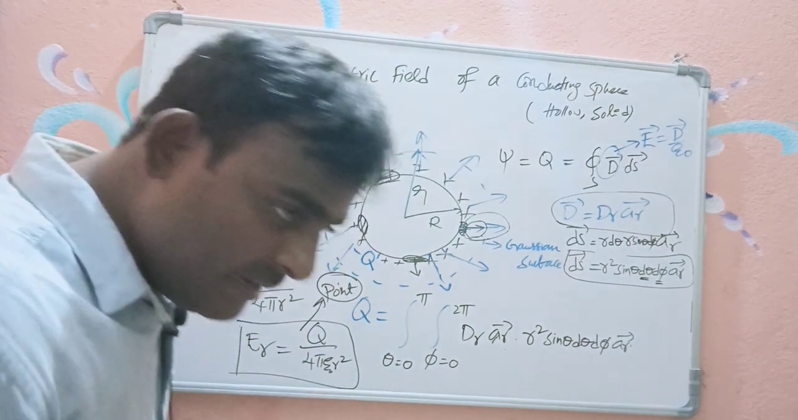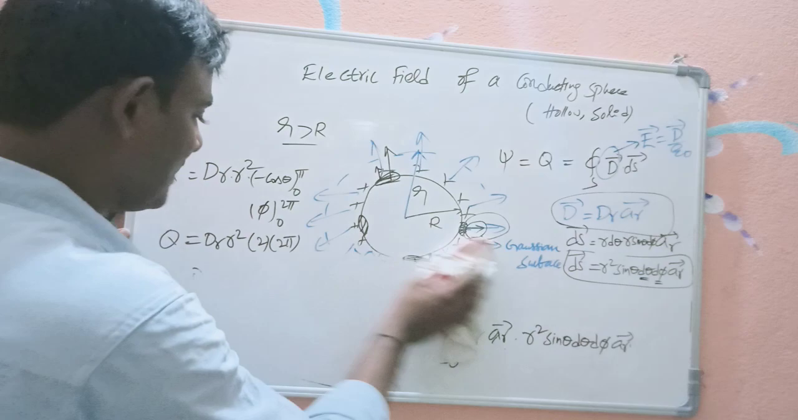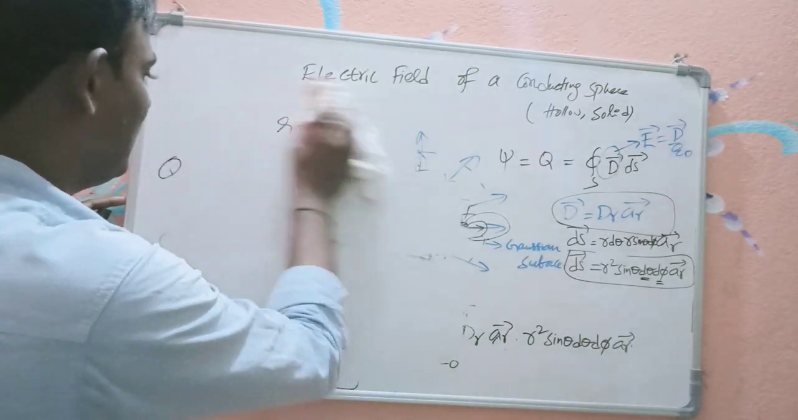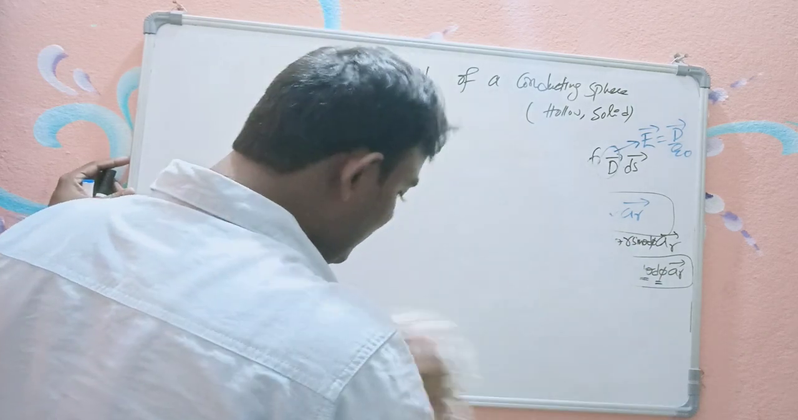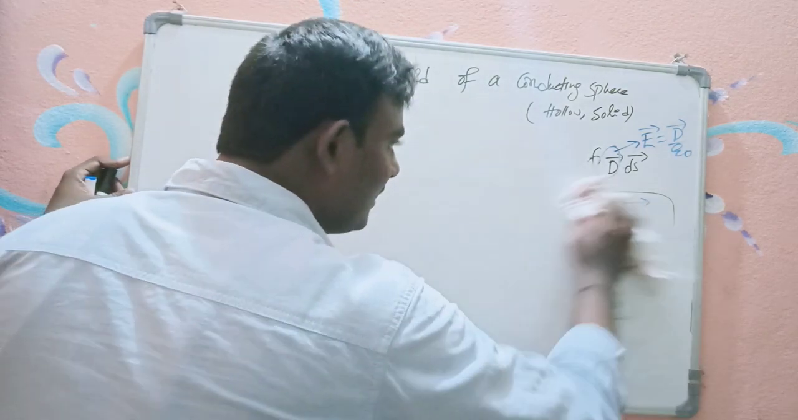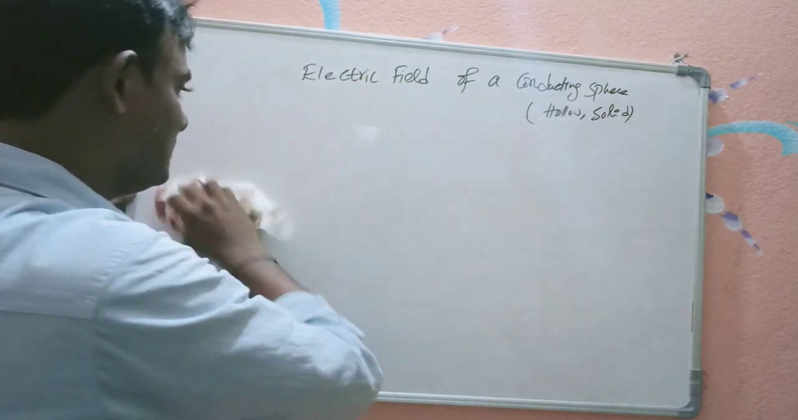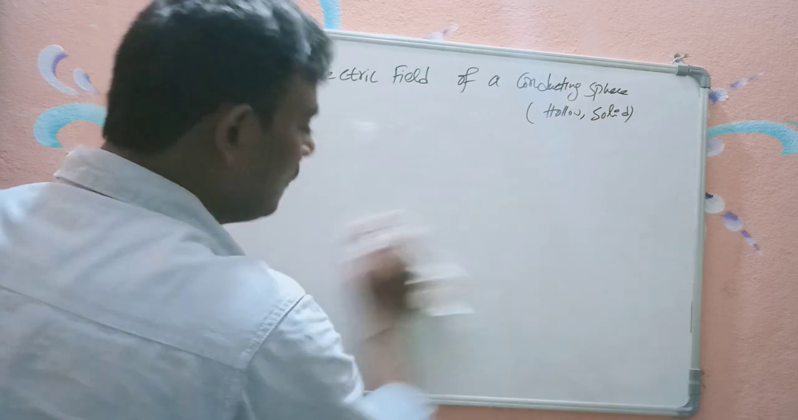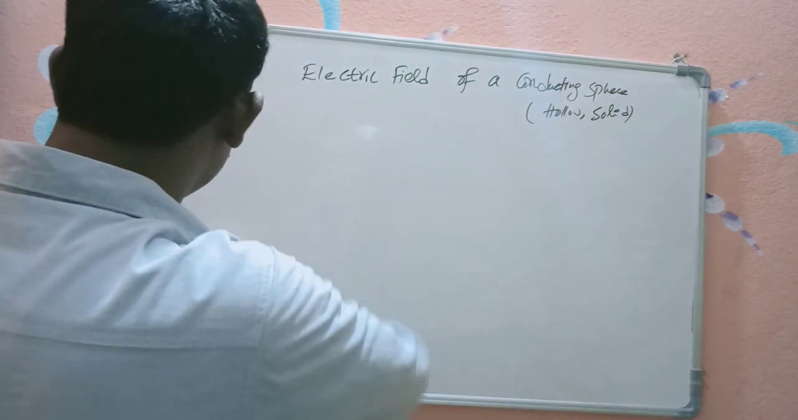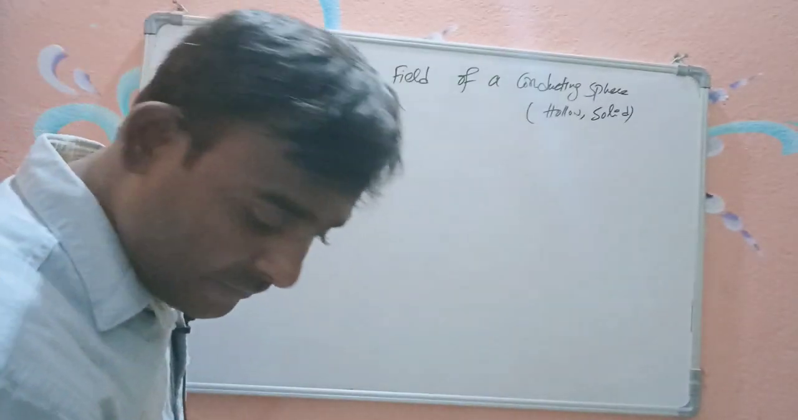So that you can easily remember the expression of the field outside a conducting sphere, which may be a hollow sphere or a solid sphere. Because in a hollow sphere or a solid sphere, the charge is uniformly distributed on the surface. When you inject a charge on a hollow sphere or solid sphere, it is distributed uniformly on the surface.